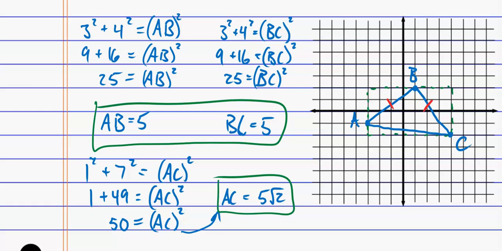And so now to finally answer the question here, as I look at this thing, I have two sides the same, so this is an isosceles triangle. And that answers the question. This one's isosceles, okay?